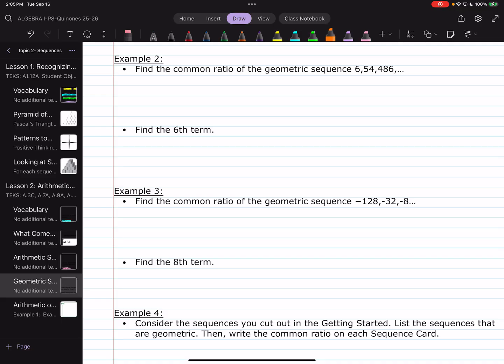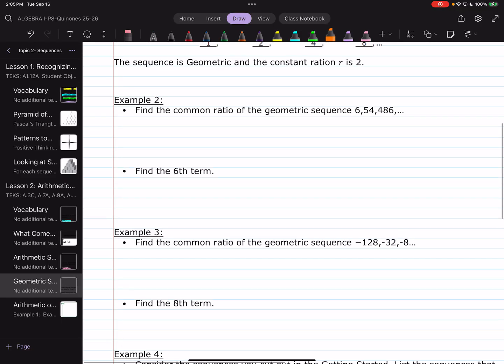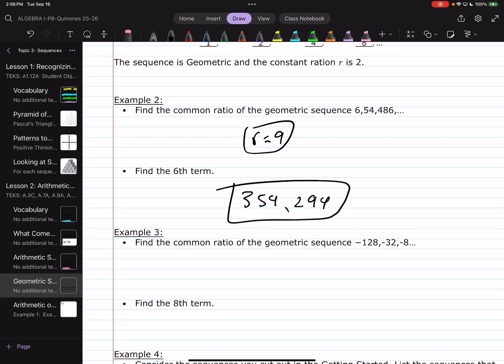All right, everybody, here we go. What is R equal to for this example? 9, okay? So then what's the 6th term here? I'm going to take your word for it. Are we okay, everybody? Yeah, good.